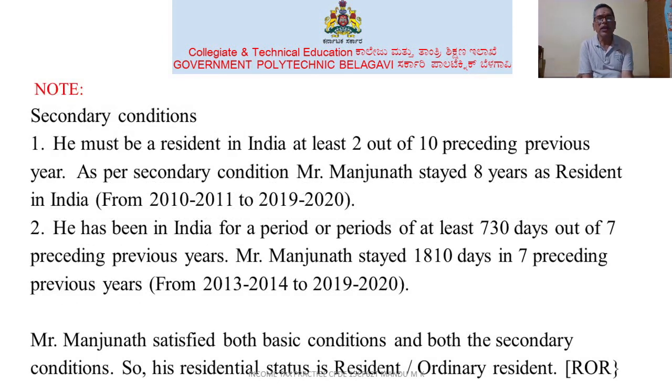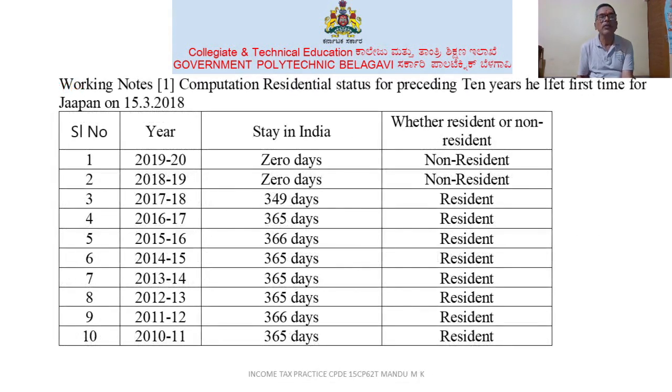Secondary condition. He must be resident in India in at least 2 out of 10 preceding years. As per the secondary condition, Mr. Manjunath stayed 8 years as a resident in India from 2010 to 2020. See the working note. Now, from 2019-20 to 2010-11, in the first year, 0 days, second year, 0 days, non-resident, and the rest of the 8 years, he is a resident.